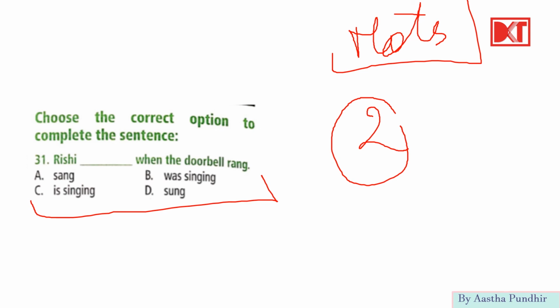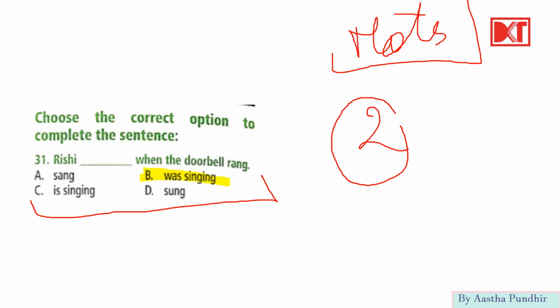जैसे, the first question says, Rishi dash when the doorbell rang. A. Rishi sang when the doorbell rang. B. Rishi was singing when the doorbell rang. C. Rishi is singing when the doorbell rang. D. Rishi sung when the doorbell rang. Here the correct answer is B.